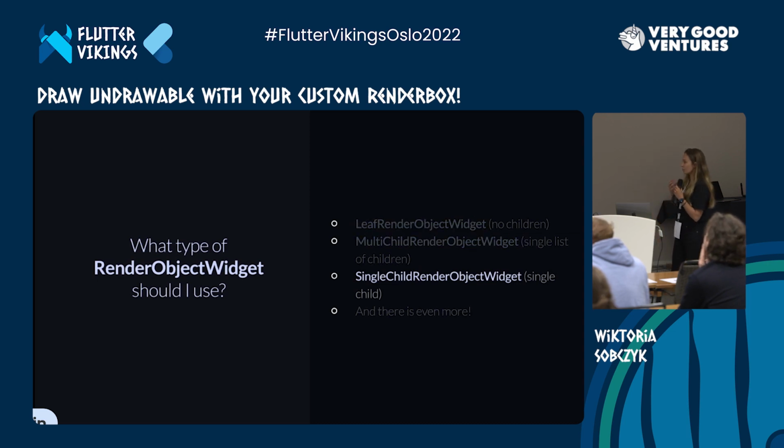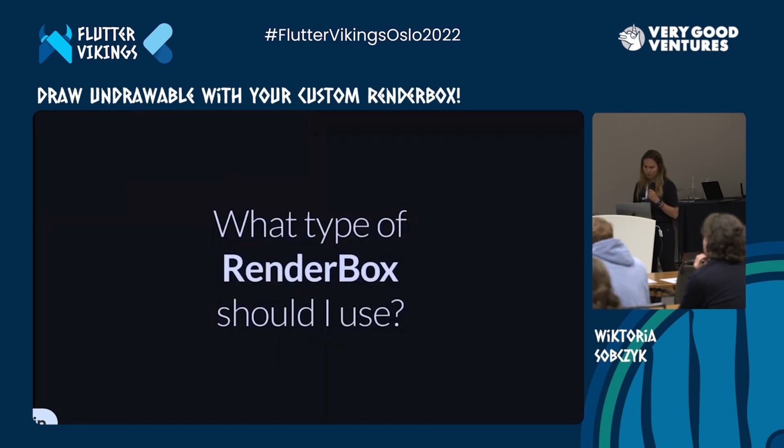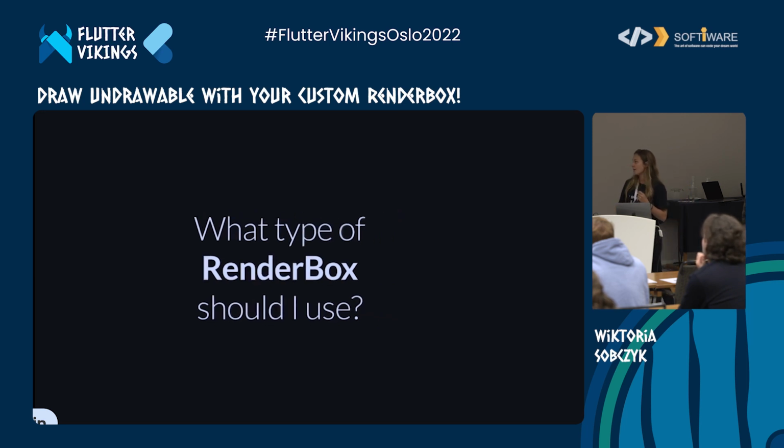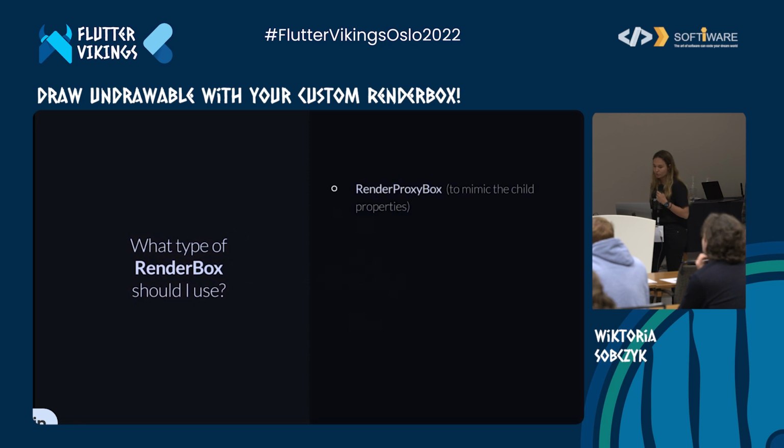For our case study, we will choose a single child RenderObjectWidget because we have one widget and we want to manage its position. And as we can see, we have some types of RenderBox, because we don't want to reinvent the wheel once again. So we can check what type of RenderBox I should use. And we have some types of RenderBox, for example, RenderProxyBox. This is the simplest, which mimics the child's properties.